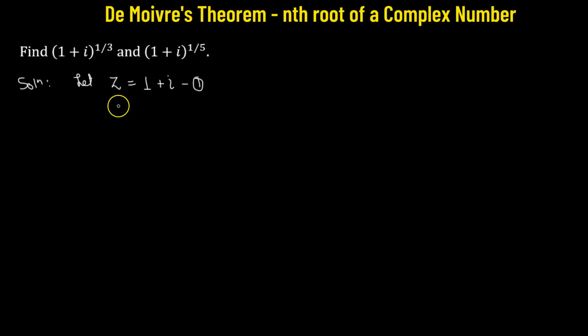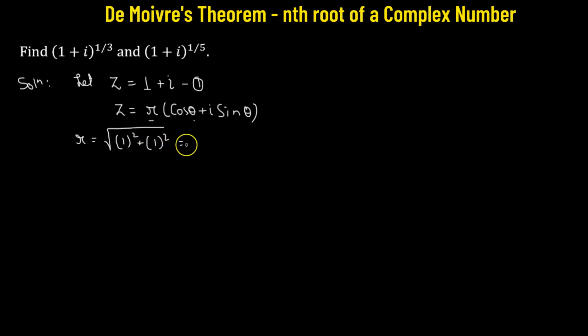To find the polar form, we want to represent z in the form r multiplied by cosine theta plus iota times sine theta. For this, we need to find the value of r as well as theta. R can be obtained by taking the square root of the real part squared plus the imaginary part squared. This gives us the value square root of 2.